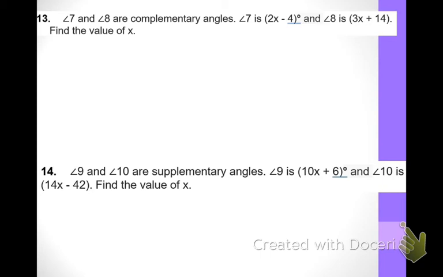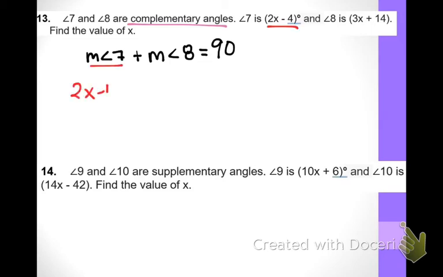So what was the most important piece of that information? Complementary. So that told me that the measure of angle 7 plus the measure of angle 8 equals 90. So the measure of angle 7 is 2x minus 4. The measure of angle 8 is 3x plus 14. And they equal 90.